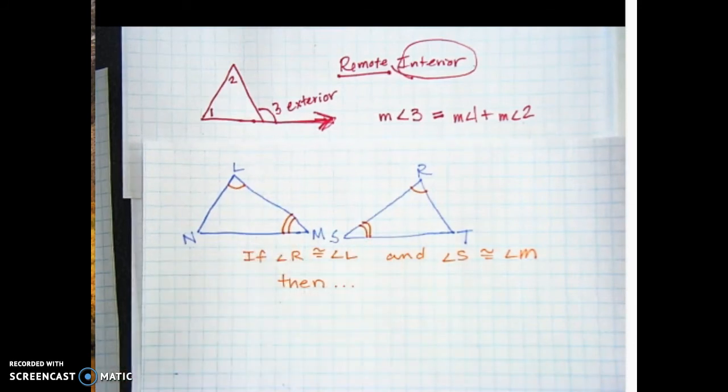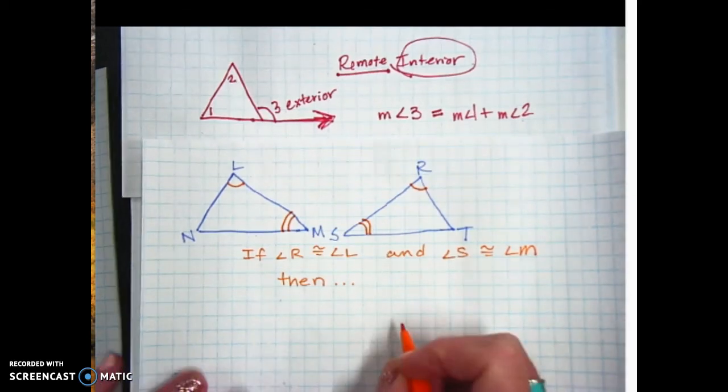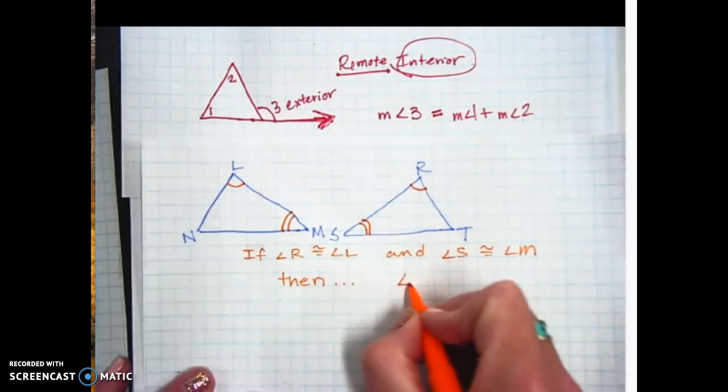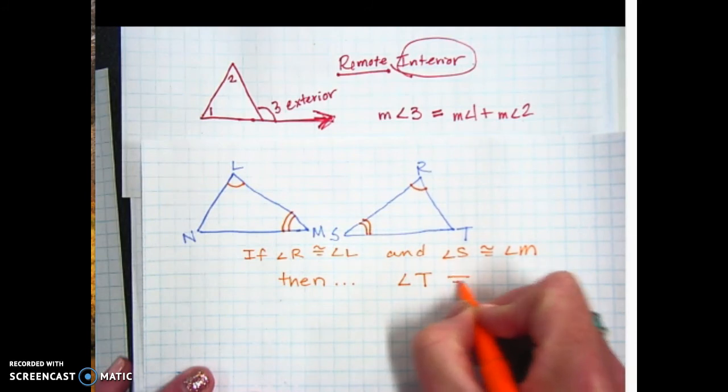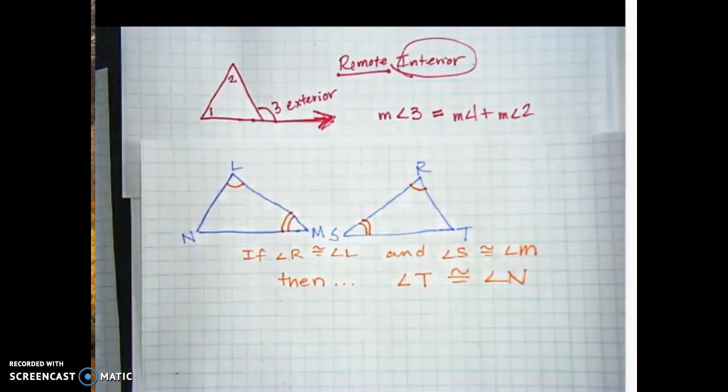What do you think the third angles theorem is going to say? That the third ones are congruent. That's why it's called the third angles theorem. So we're going to say that angle T is congruent to angle N. Okay? Any questions on that last theorem? All right, let's look at some examples.